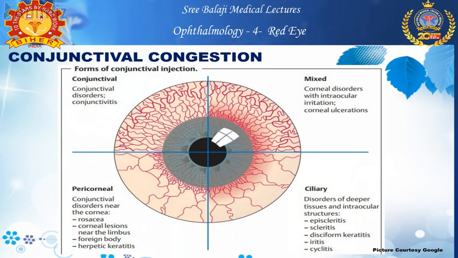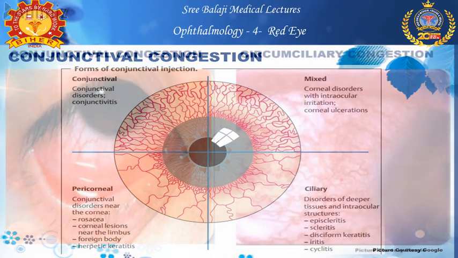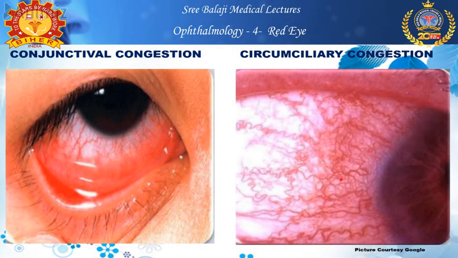Conjunctival disorders, namely conjunctivitis, usually present with conjunctival congestion. Whereas circumciliary congestion is usually seen in disorders of the deeper tissues, like episcleritis, scleritis, iritis, disciform keratitis, cyclitis. All these present with circumciliary congestion. And in case of corneal ulcers and corneal disorders, the presentation is usually with a mixed type of congestion. Here you can see both conjunctival congestion and circumciliary congestion.